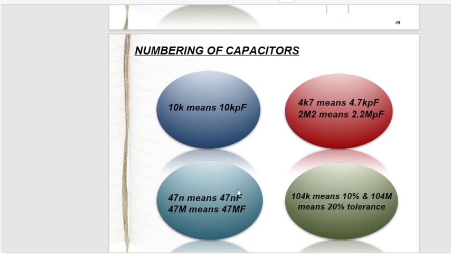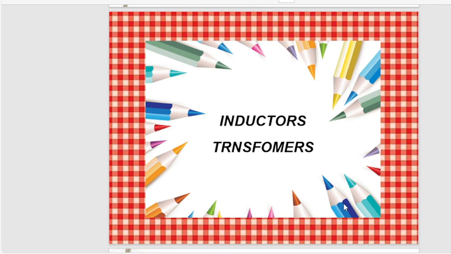Here is another example: 10k means the number is greater than 1, so the capacitor will be a picofarad capacitor, and k means 10k picofarad. And here you can also check 4k7 means 4.7 kilo picofarad, 2.2 mega picofarad, 47 nanofarad, 47 meaning it's already nano. 104k means 10% tolerance, and 104m means 20% tolerance. It's also showing tolerance. Our next topic is inductors and transformers, which we will discuss in our next video.